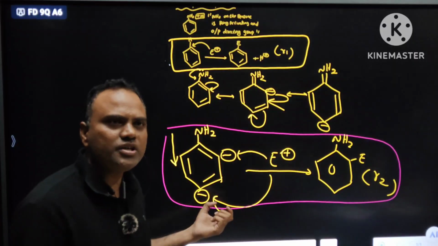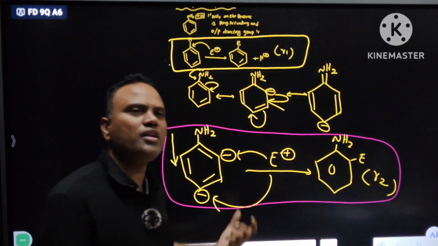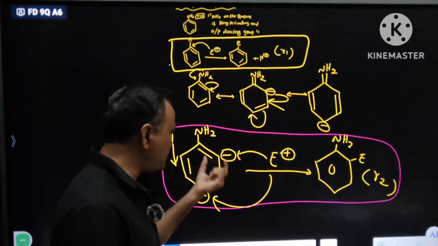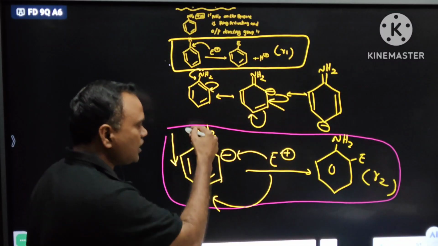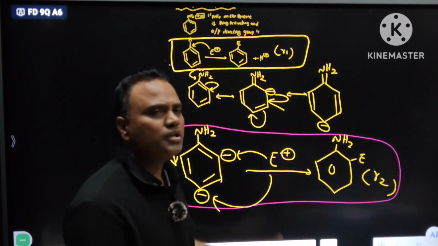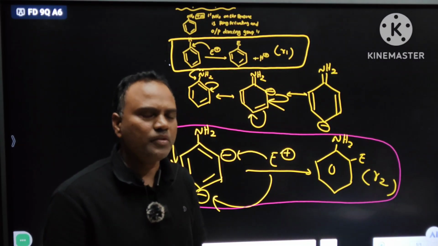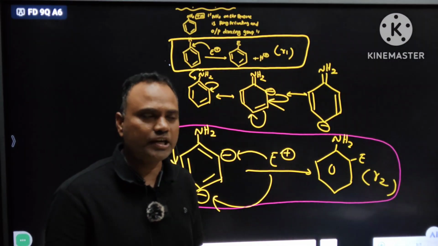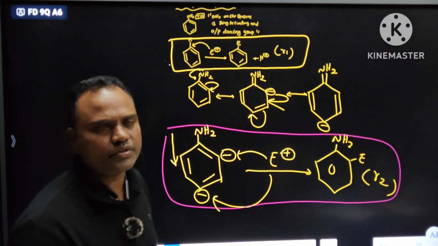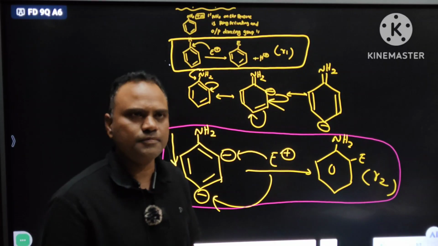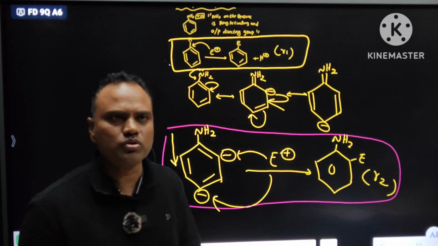What is the meaning of ring activation? Ring activation means increasing negative charge on the ring and making attack of electrophile very easy. If more negative charge is present on the ring, the electrophile will come easily. That is called activation. By releasing electrons into the ring, it increases the reactivity. That is called a ring activating group. All plus M groups are ring activating as well as ortho para directing groups. This is the reactivity comparison of aniline with benzene. So R2 is greater than R1.